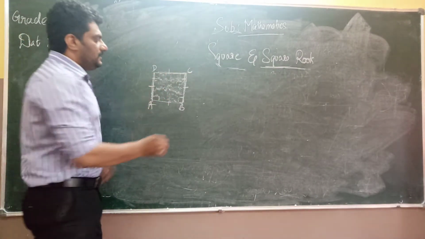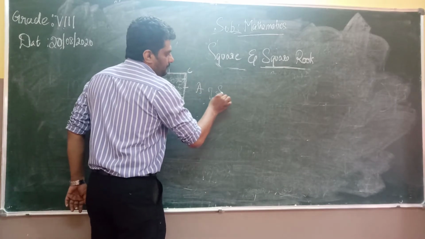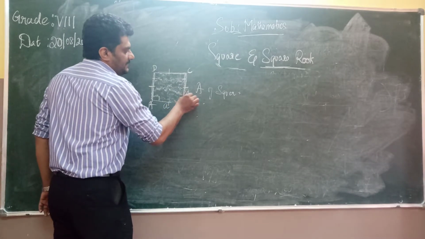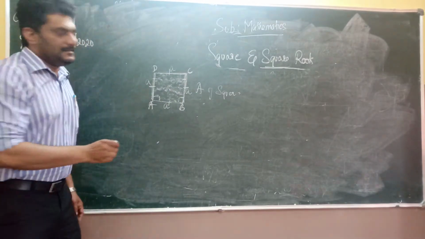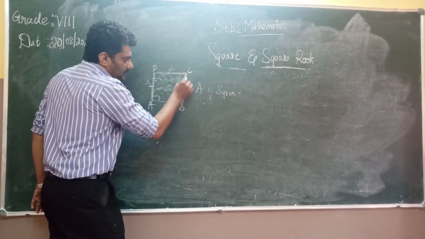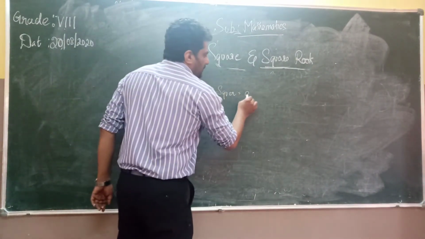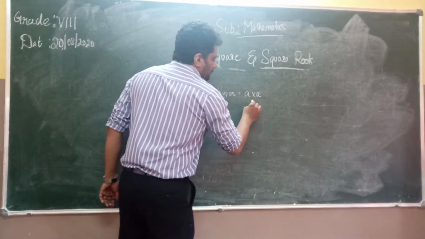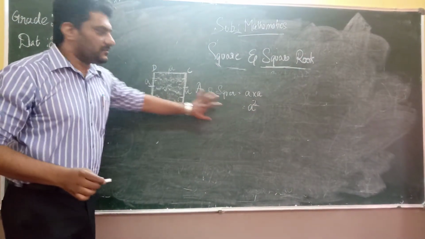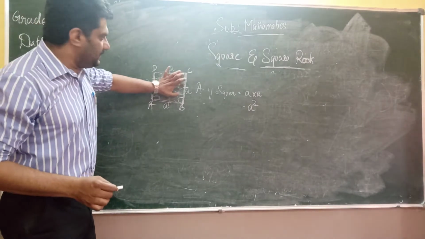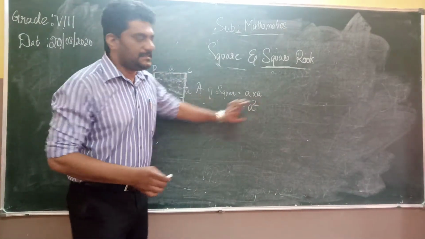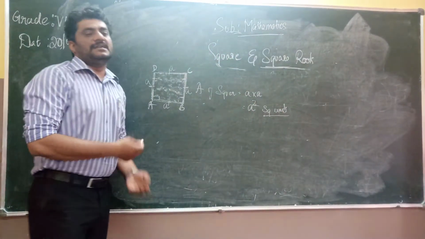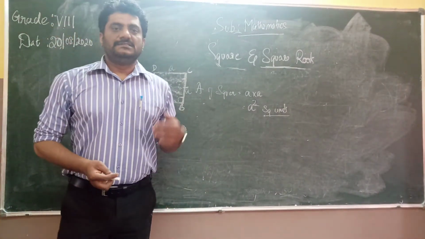How do we find this? Now the area of the square is nothing but, if I say this is side A, side A, side A and side A, then the area of the square is side into side. It is A into A, which is A square. This is the area of the square. That means inside this boundary, this is a space and it is always written in square units. When I say square unit, it can be square centimeter, square meter, square kilometer.